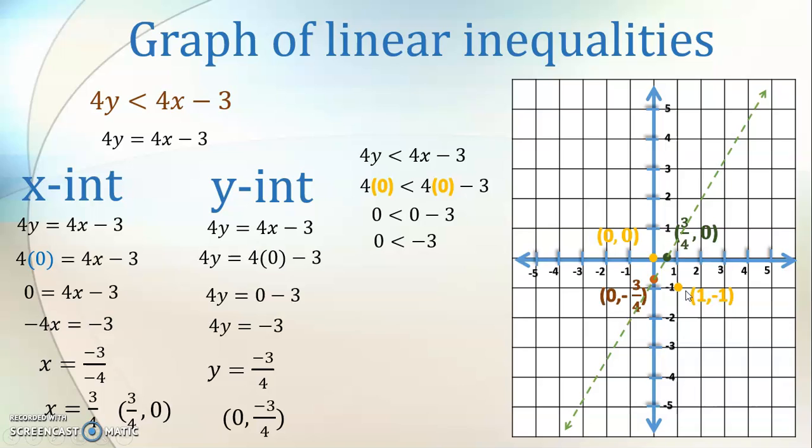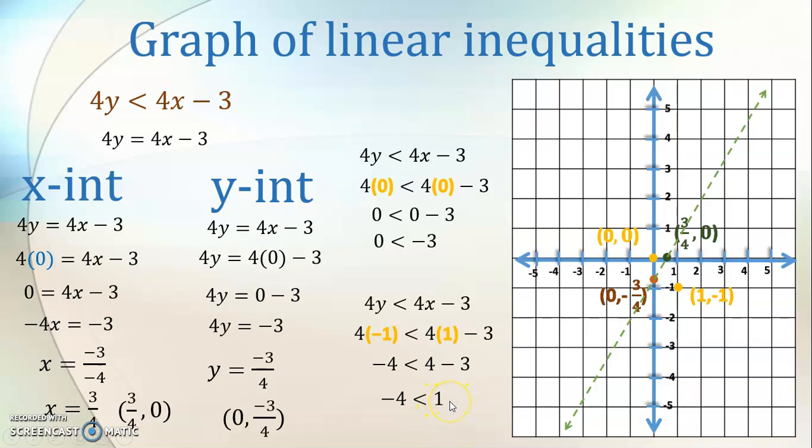So now we're going to try with (1, -1). But as I told you, on the other side you can work with any of the values. So we start in here, y is less than 4x minus 3. 4 times negative 1 is less than 4 times 1 minus 3. 4 times negative 1 is negative 4, and 4 times 1 is 4. Now I subtract the 4 and the 3, and I'm going to have negative 4 is less than 1.